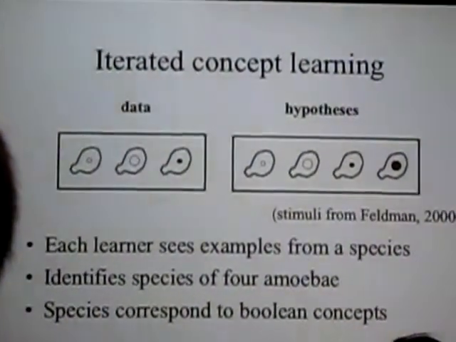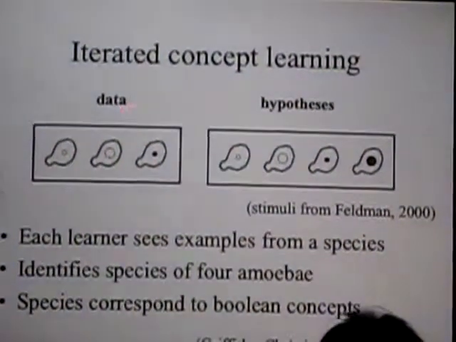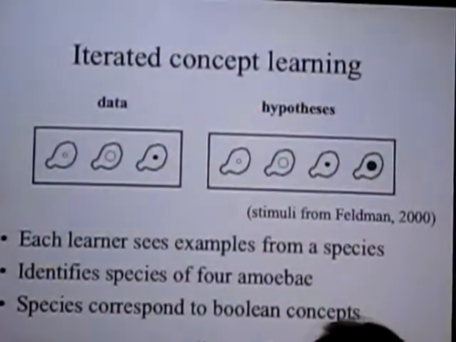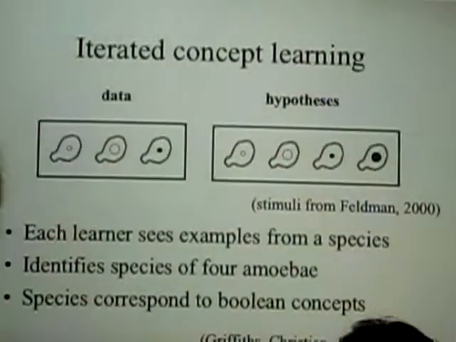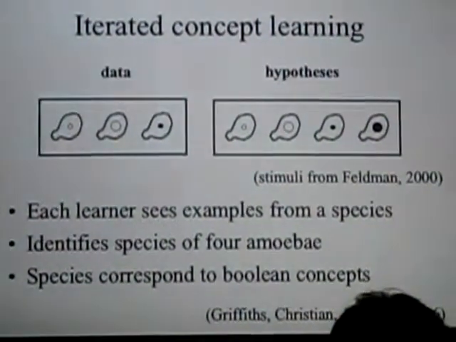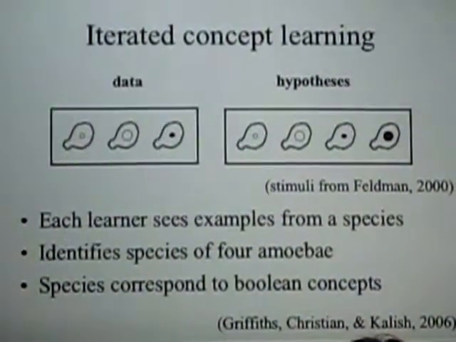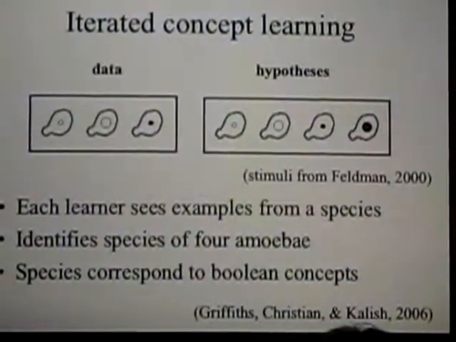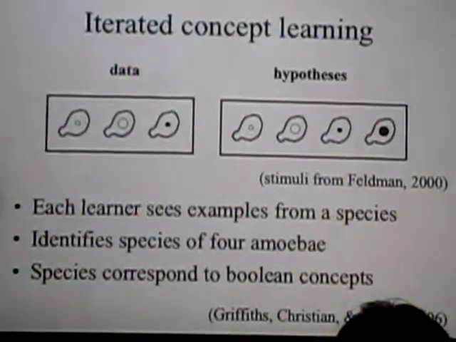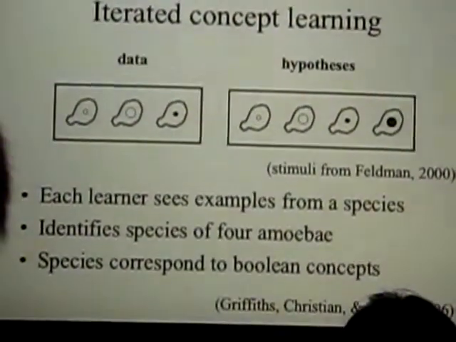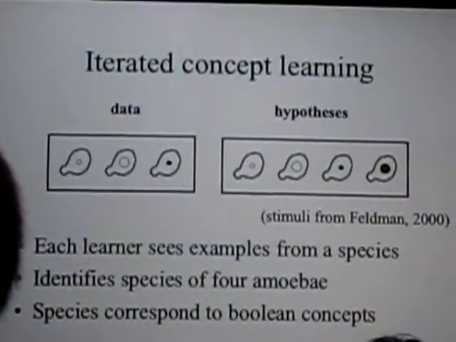So one example of this is a simple case of concept learning, where the data you might get would be instances of a particular concept, and what you're trying to do is evaluate hypotheses about the full extent of that concept. In this case, each of our learners is going to see examples which are drawn from a species of amoeba. A species consists of 4 amoeba. The amoeba differ only in their nuclei, and these nuclei differ in their size, shape, and color, so it's 3 binary dimensions. So this is really a task where people are learning Boolean concepts which are expressed over a domain of 8 objects characterized along those 3 dimensions.